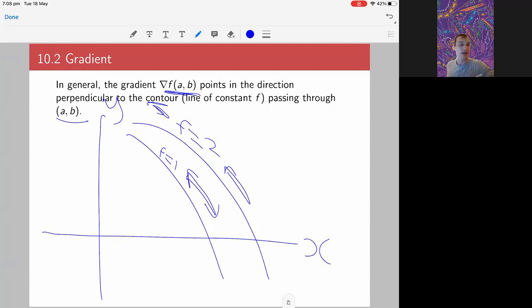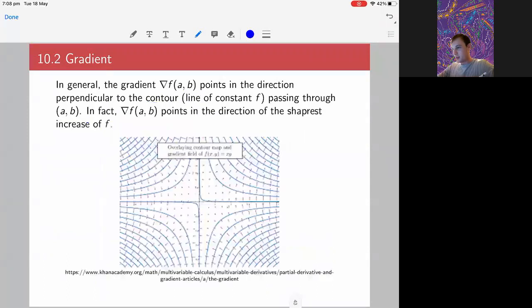It turns out, and this is basically just a consequence of the chain rule, that this gradient is always perpendicular to these tangent lines. In particular, the gradient of f always points perpendicularly outwards from these lines. Now, what this means really is that the gradient of f always points in the direction of the sharpest increase of f.